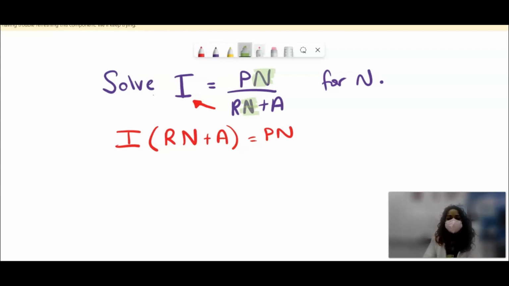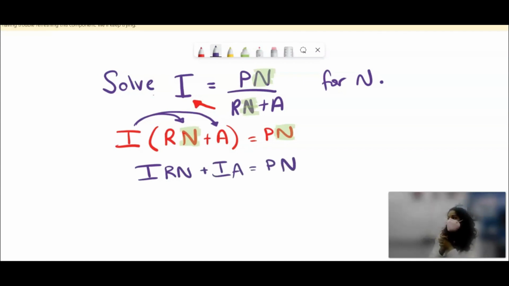The thing is that my n is now inside of a parentheses, isn't it? So what do I have to do to get rid of that parentheses? I'm going to have to distribute. I could divide the I on both sides, but then I'm going to get a fraction again, and I don't want to deal with a fraction because I have n on both sides of my equation, right? Okay, so I'm going to get IRn plus IA equals Pn. You guys following me? All I did was distribute that I.